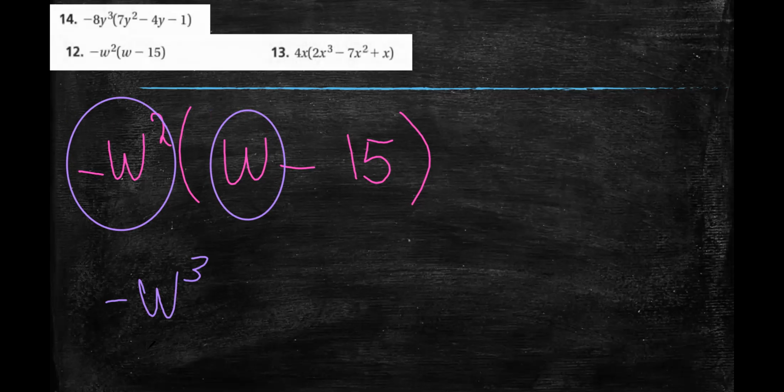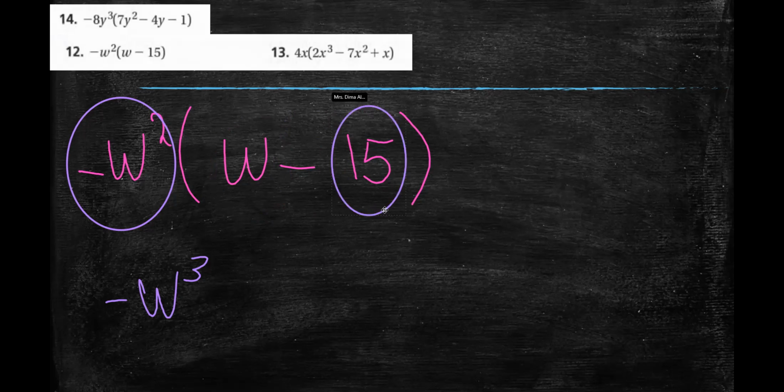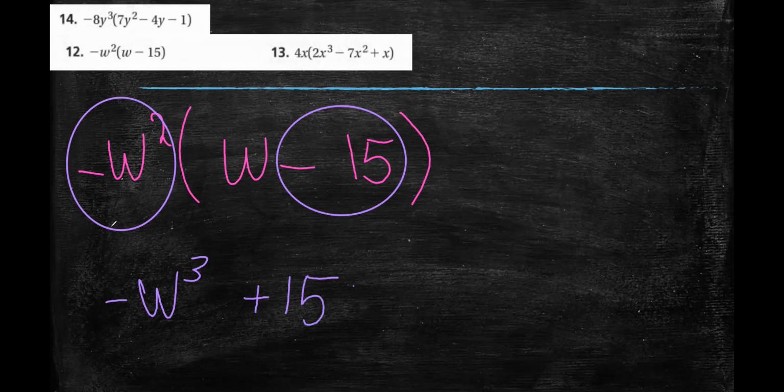If I'm multiplying two variables, the exponents will be added. Then I will multiply it now with negative 15. Negative w squared multiplied by negative 15 will be positive 15w squared. So the answer is negative w cubed plus 15w squared.